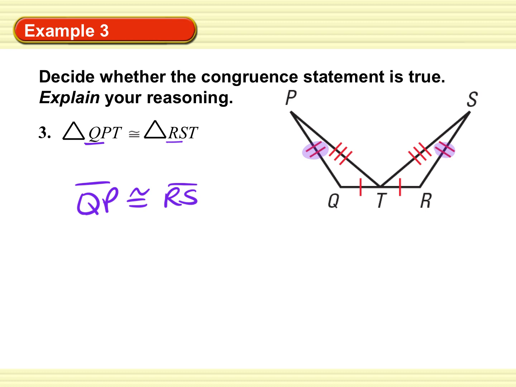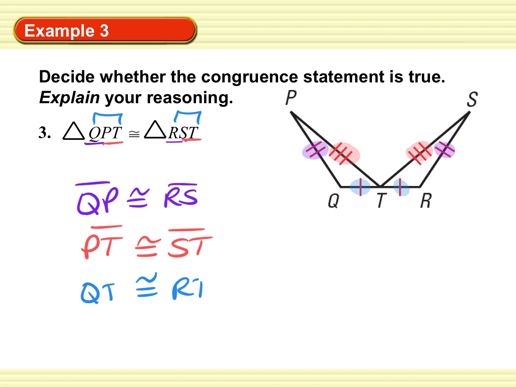Let me go for the next two letters, the PT and the ST. PT has 3 congruency line marks, and so does ST. So I could also state that PT is congruent to ST. And then lastly, the beginning to the end, I can show that QT and RT, they also have the same congruency mark. So because all 3 sides have a corresponding congruent match, I can say this statement is true, and again, using side.